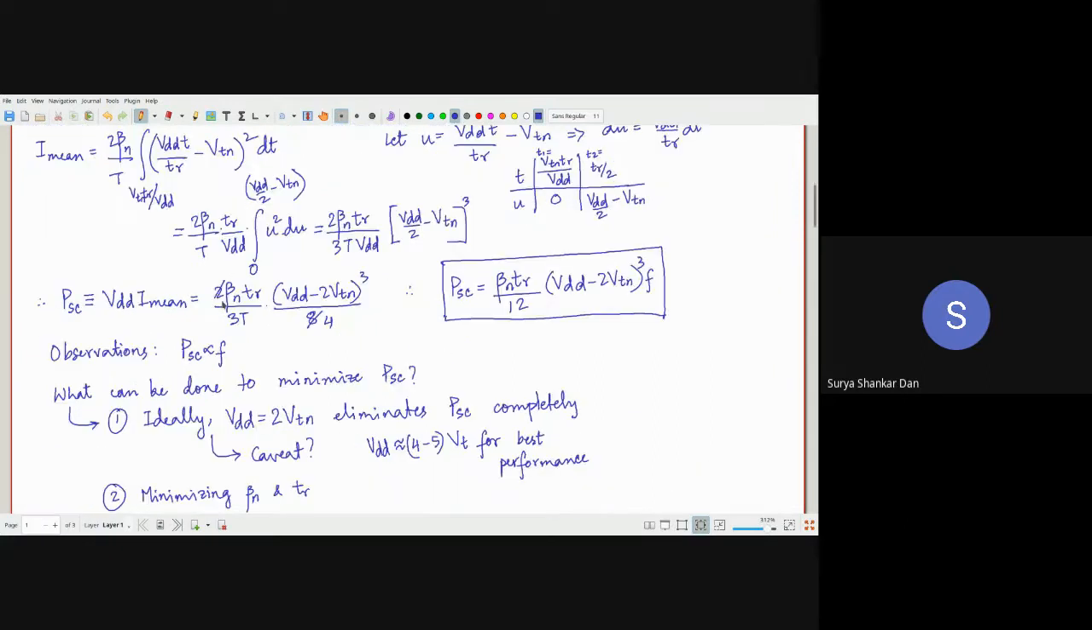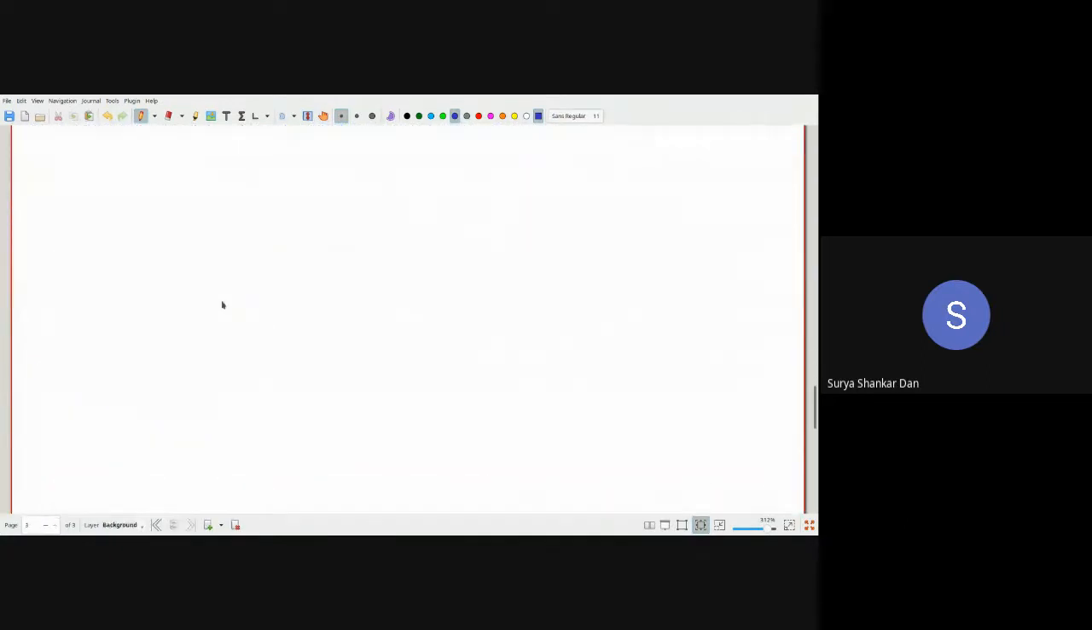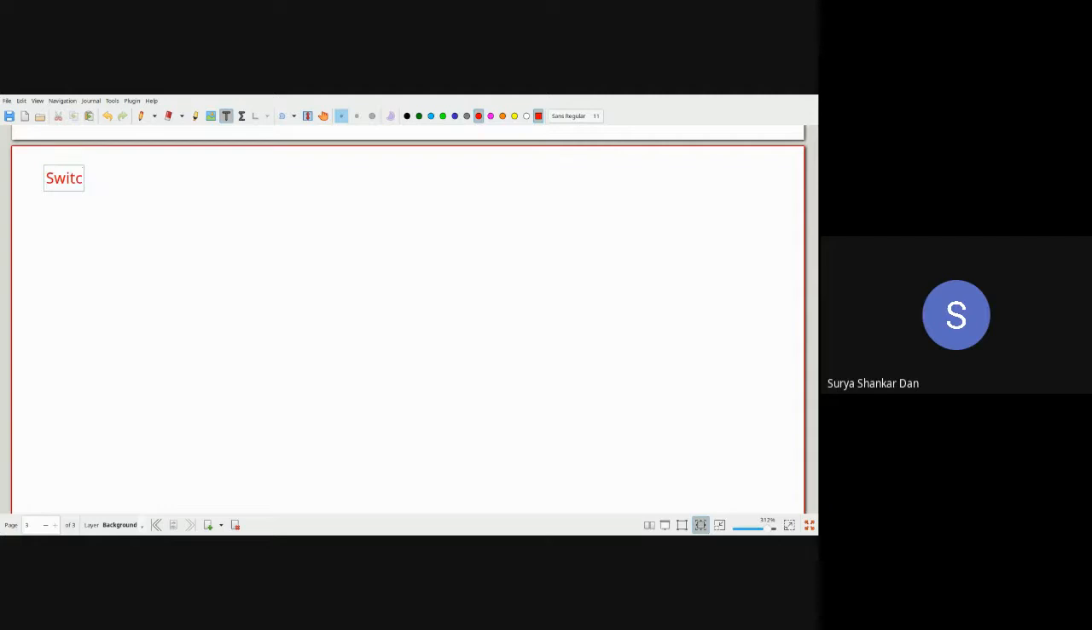Okay. Let's first work out the switching power consumption. So just a recap of what we have already done yesterday. Power in a VLSI circuit.